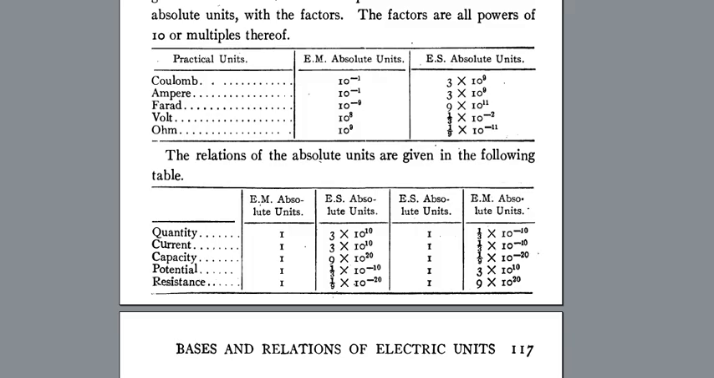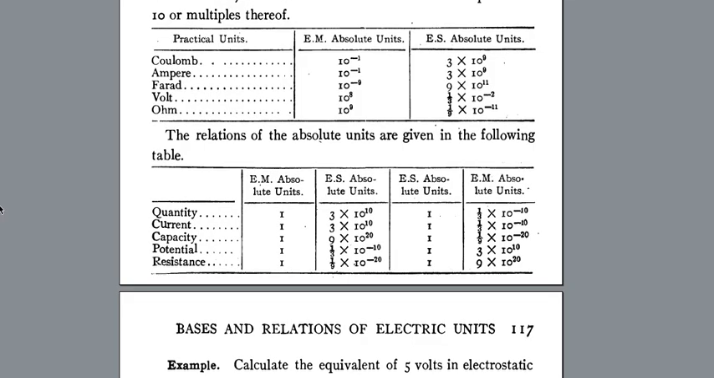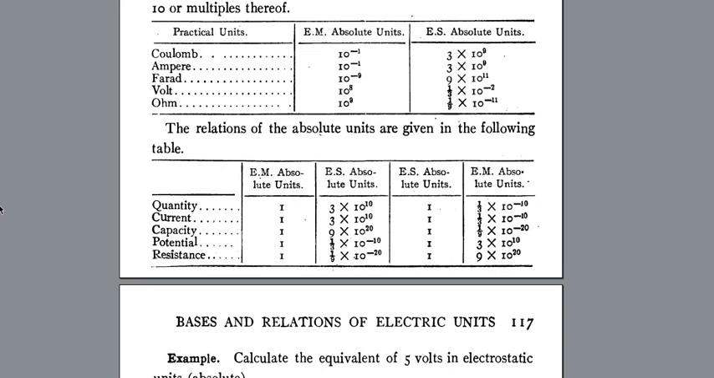The relations of absolute units are given as follows. 1 unit of quantity in electromagnetic absolute units is 3 multiplied by 10 raised to the power of 10. 1 electrostatic unit of quantity is 1/3 multiplied by 10 raised to the power of -10. 1 unit of current in electromagnetic absolute units is 3 multiplied by 10 raised to the power of 10. 1 electrostatic unit of current is 1/3 multiplied by 10 raised to the power of -10. 1 unit of capacity in electromagnetic absolute units is 9 multiplied by 10 raised to the power of 20. 1 electrostatic unit of capacity is 1/9 multiplied by 10 raised to the power of -20.